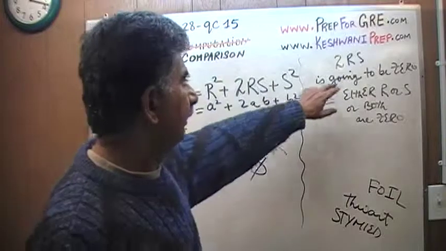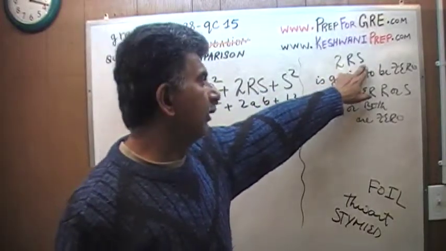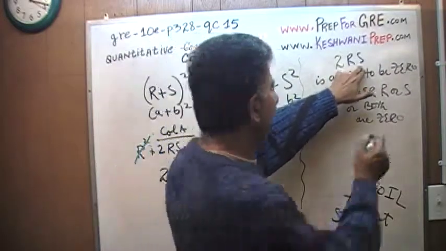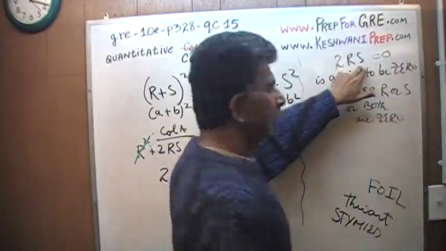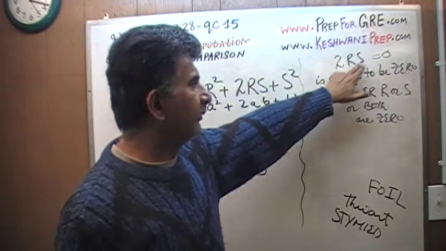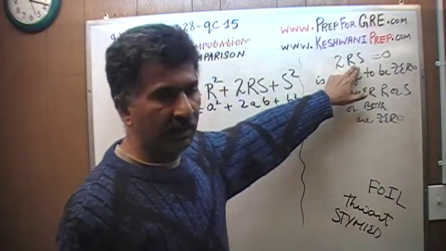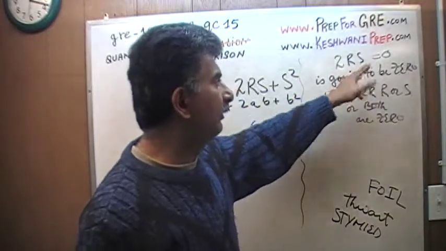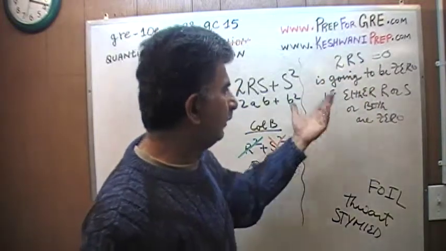For example, if R is equal to 0, then regardless of what S is, 2 times R times S will equal 0. On the other hand, if R is not 0 but S is 0, then regardless of what R is, 2 times R times this quantity 0 is going to be 0. Or if they're both 0, then 2 times 0 is going to be 0. So that's the first scenario.